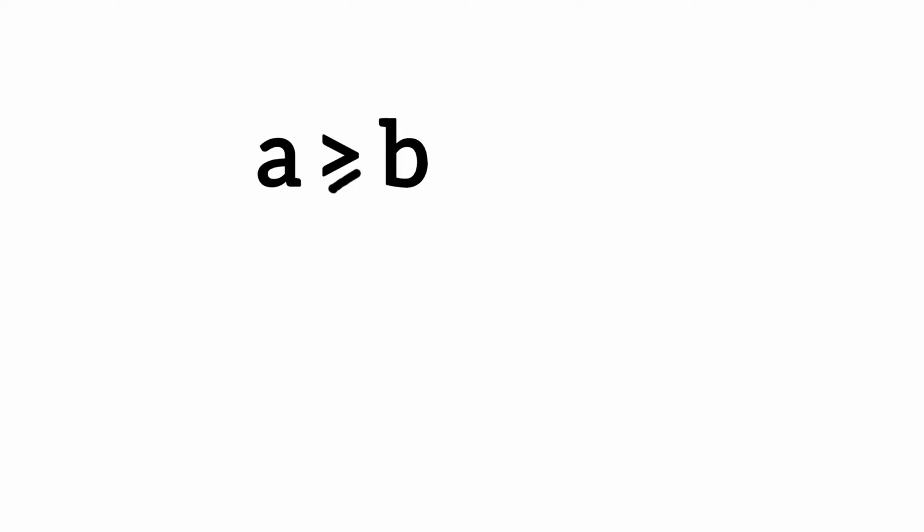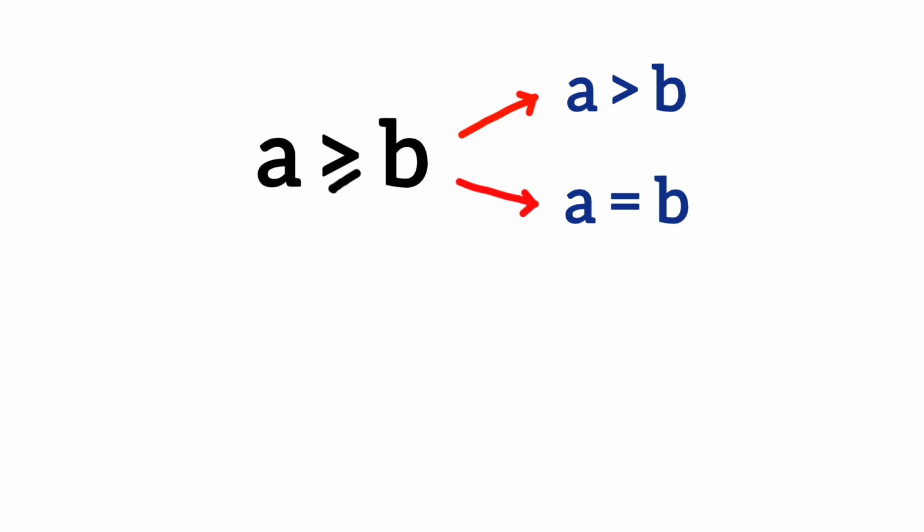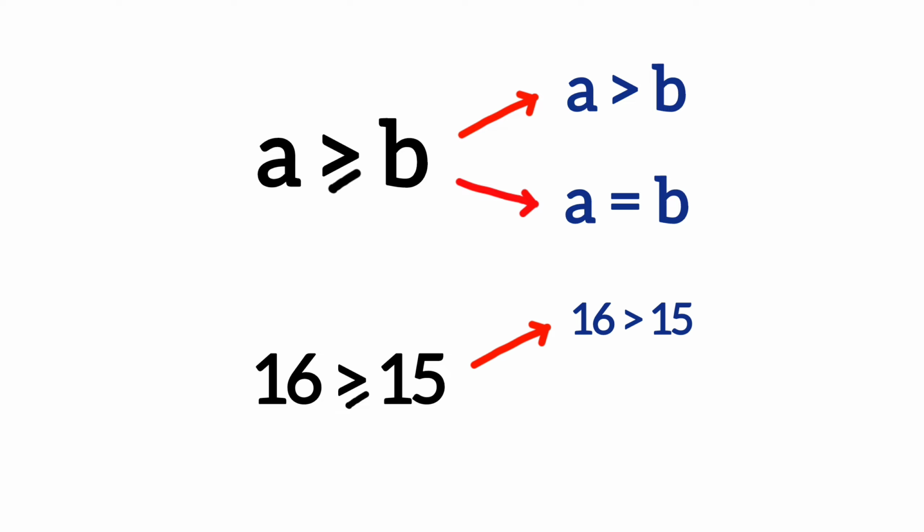Next, if A is greater than or equal to B, it implies either A is greater than B or A is equal to B. For example, 16 is greater than or equal to 15. Either 16 is greater than 15 or 16 is equal to 15. One of them has to be true.